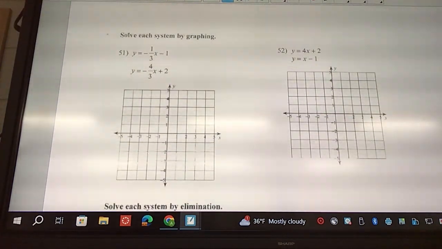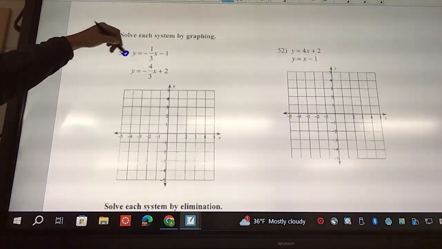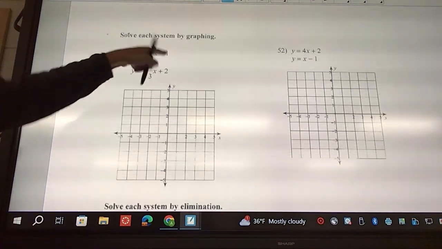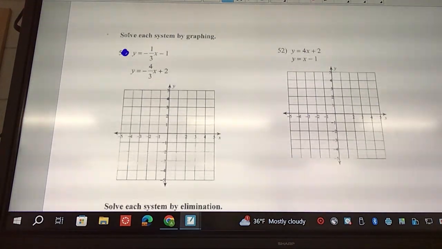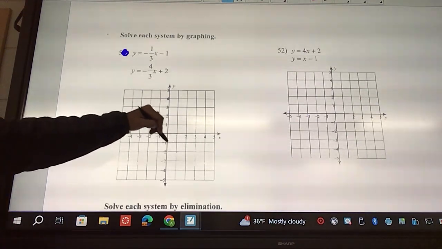Okay, solve each equation by graphing. Hopefully you remember how to graph a basic line. That's all it is, you're just graphing 2 lines. So if we're looking at this first one, what do I plot first, the 1/3 or the -1? The -1. So we're going to go to the y line and find the -1, and we're going to put our dot.